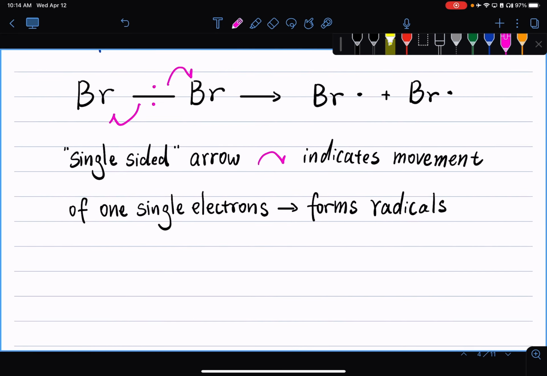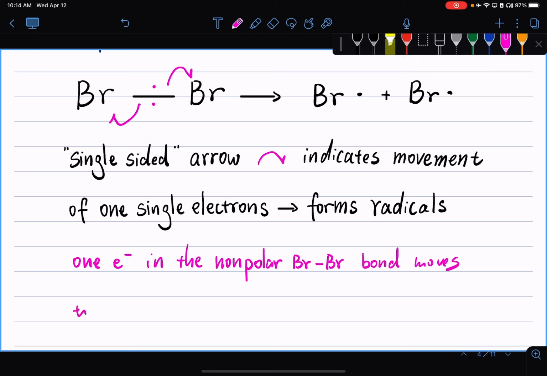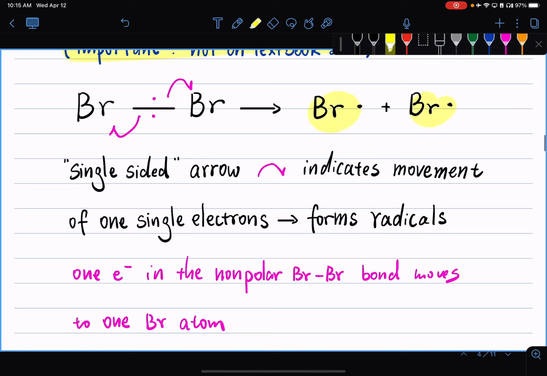Or in other words, one electron in the nonpolar Br-Br bond moves to one bromine atom. So we have two electrons in that covalent bond. Each electron moves to each bromine atom, forming two free radical species. So these are free radicals.